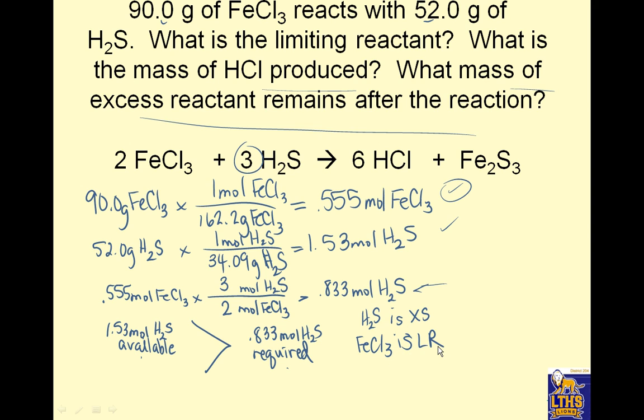Okay, what do I do after that? Well, check, found the limiting reactant. FeCl3 is limiting. The mass of HCl produced. Okay, and then what mass of excess reactant?